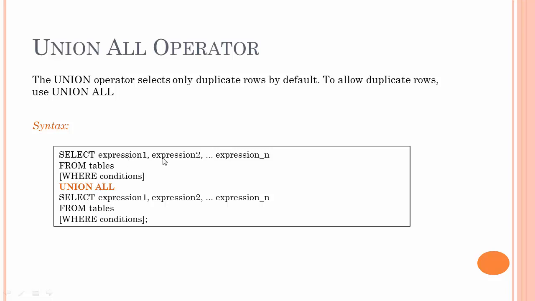Select expression 1, expression 2 and then n number of expression from tables where conditions. Union all operator. Select expression 1, expression 2, and then n number of expression you can write here from tables where conditions. So where condition is optional in both case, and whenever you write expression for these statements, always remember that number of expressions and data type must be matched in both statements. So let's see how union all works in SQL Server.